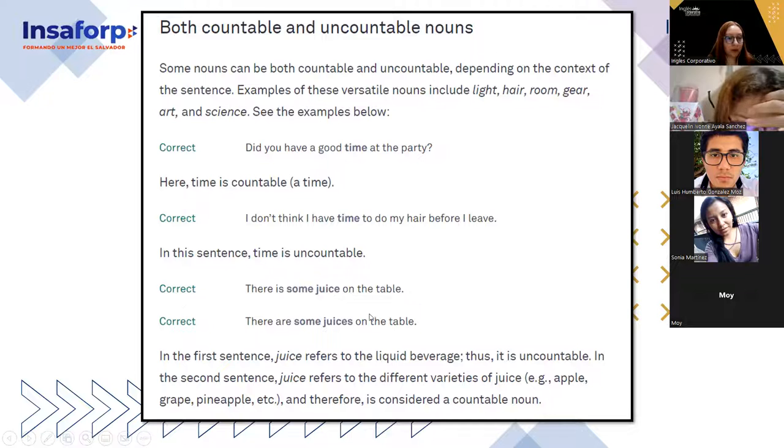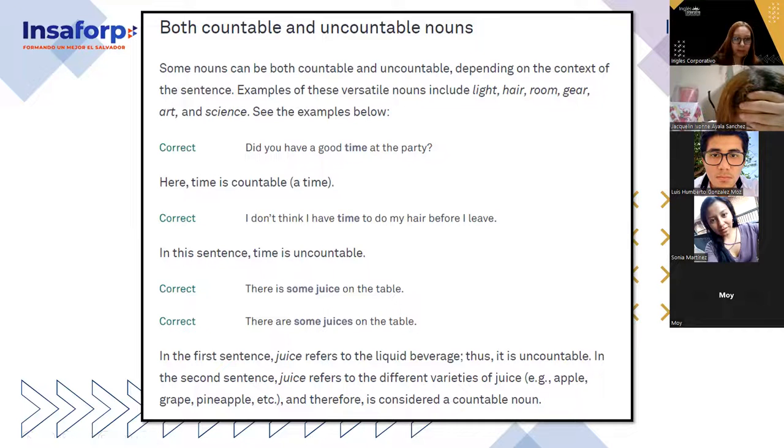Ahora bien, tenemos ese otro ejemplo, que también por lo general antes nos decían, use it's uncountable. La palabra jugo no es contable porque es un líquido. Pero en realidad sí funciona de las dos formas, right? Dependiendo del contexto. Miren este ejemplo. There is some juice on the table. Uno, me está diciendo que es singular porque es ocupando el verbo to be is. There is some juice on the table. Hay algo de jugo en la mesa.